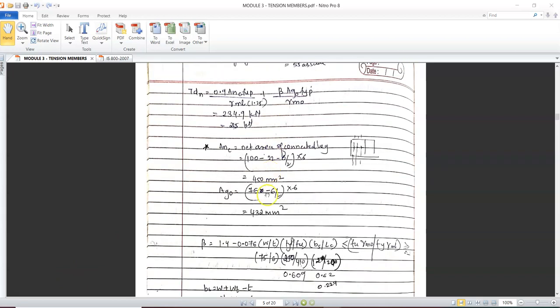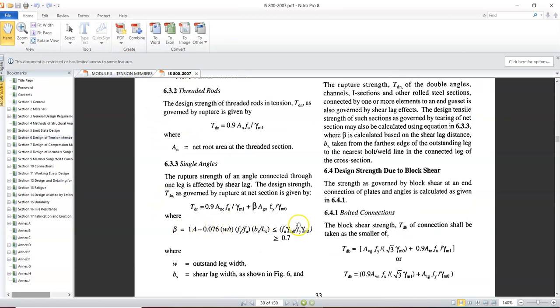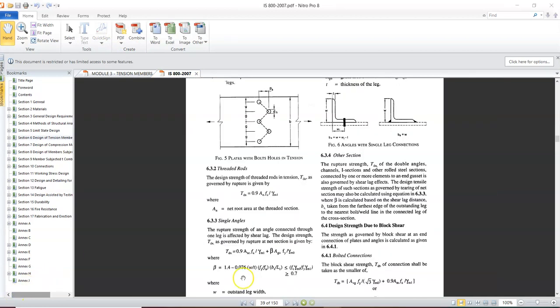Now beta is a constant value, the formula for which is given here as per IS 800. Now coming to the beta, it says 1.4 minus 0.076 W by T, Fy by Fu, Bs by LC. We'll try to understand one by one term. This is constant 1.4 minus 0.076 W. So W value is given here.